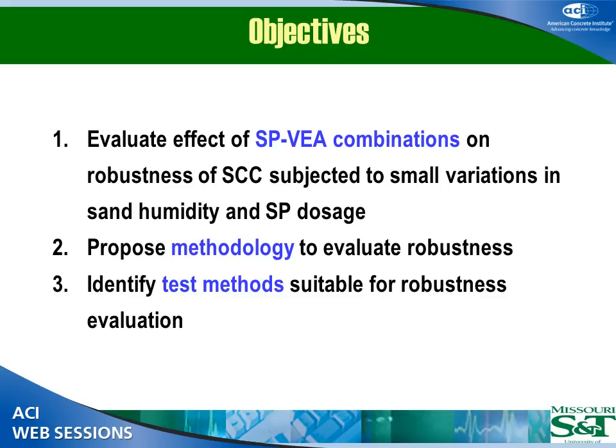But also was to propose a methodology to evaluate robustness. How do you evaluate robustness? We saw one approach in the previous presentation, which is a very good approach using rheology, and also to define test methods that would be suitable or sufficient, let's say, to enable us to evaluate the robustness.